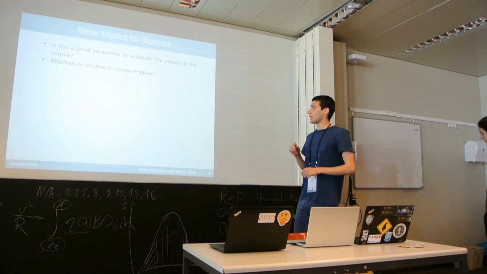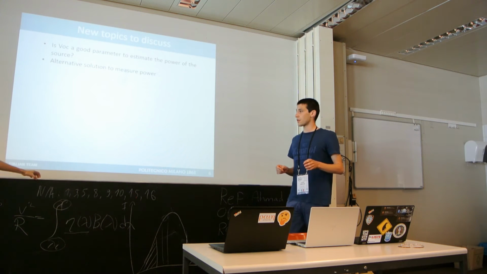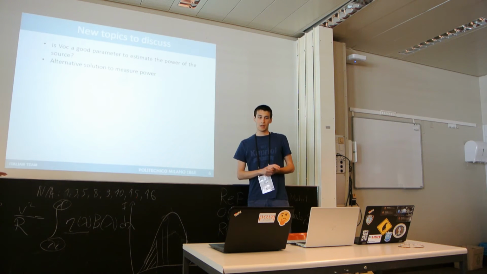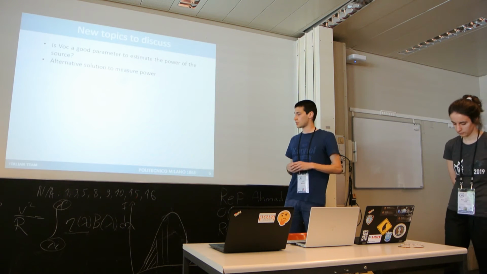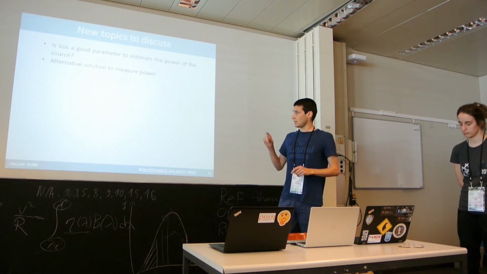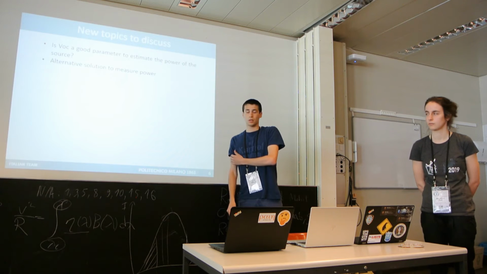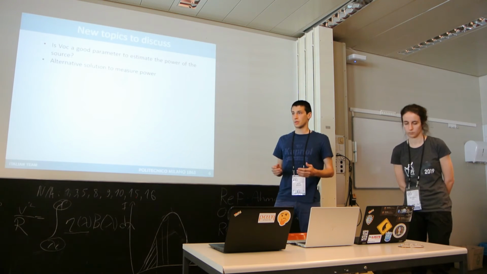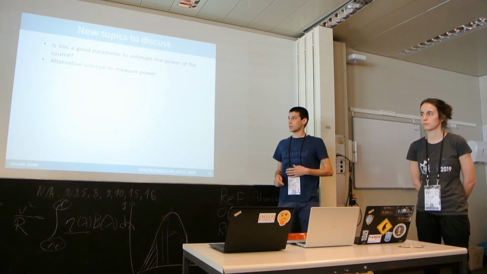For example, is the VOC a good parameter to estimate the power of the source? So can we measure other parameters of the solar cell to say, okay, this is the power, and is there any alternative solution to measure the power, maybe rebuilding the spectrum and then measuring the power?